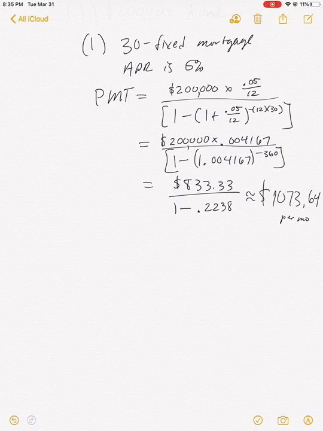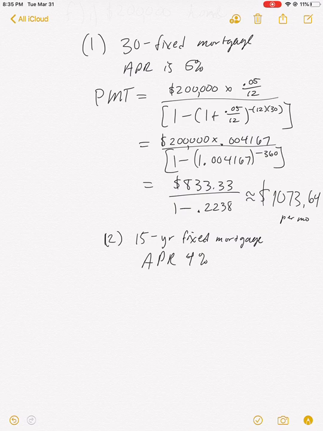Okay, so that's a 30-year fixed mortgage. Because it's spread over 30 years, it has a lower monthly payment. Okay, so number 2 is going to be the 15-year fixed mortgage. And the APR for that one is going to be smaller, at 4%. So even though there's only a 1% difference in APR, it's also going to be for less time, so you have a lot less interest that you're paying.